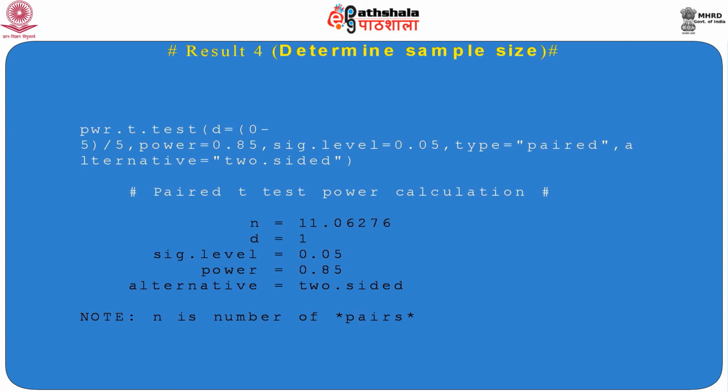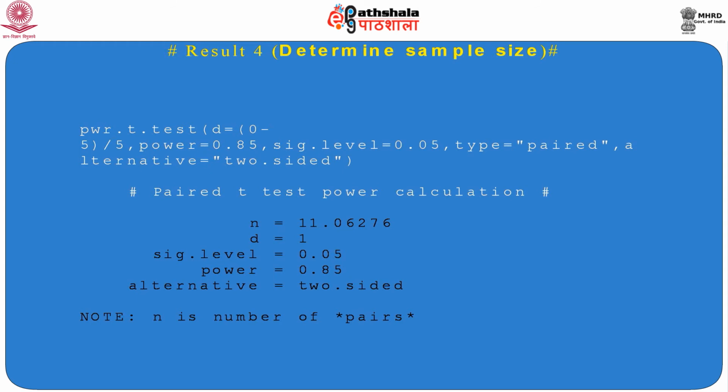Now again 0.85 to 0.8 we have considered here and other values are the same. d equals (0 minus 5) by 5 is considered. Significance level is considered as 0.05 with paired type. So here alternative type is considered two-sided.